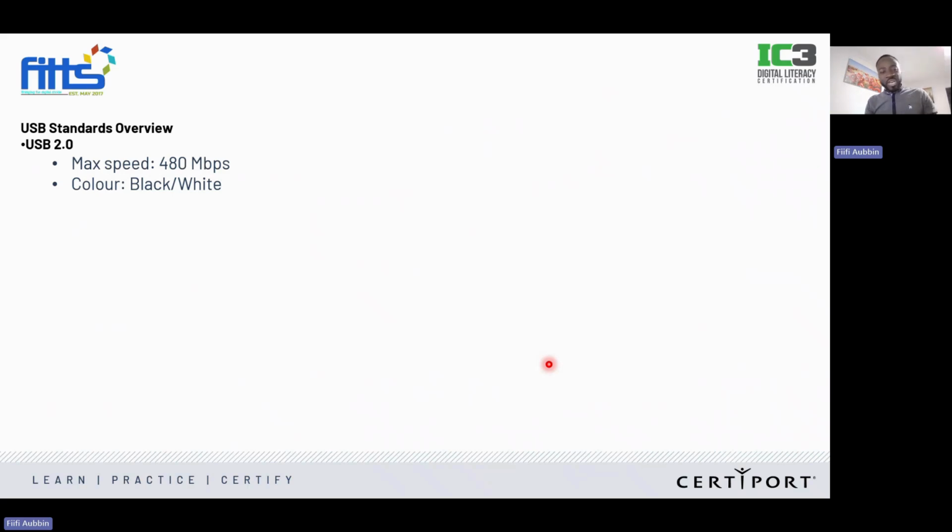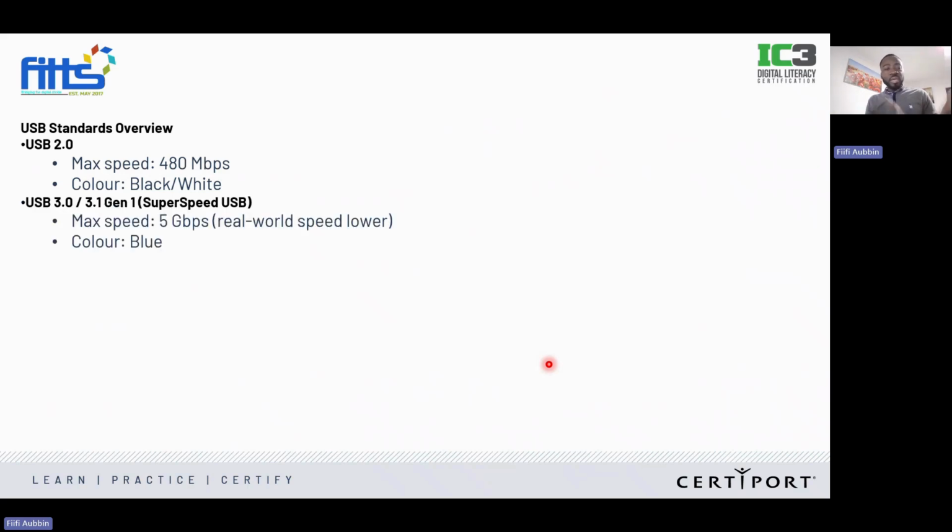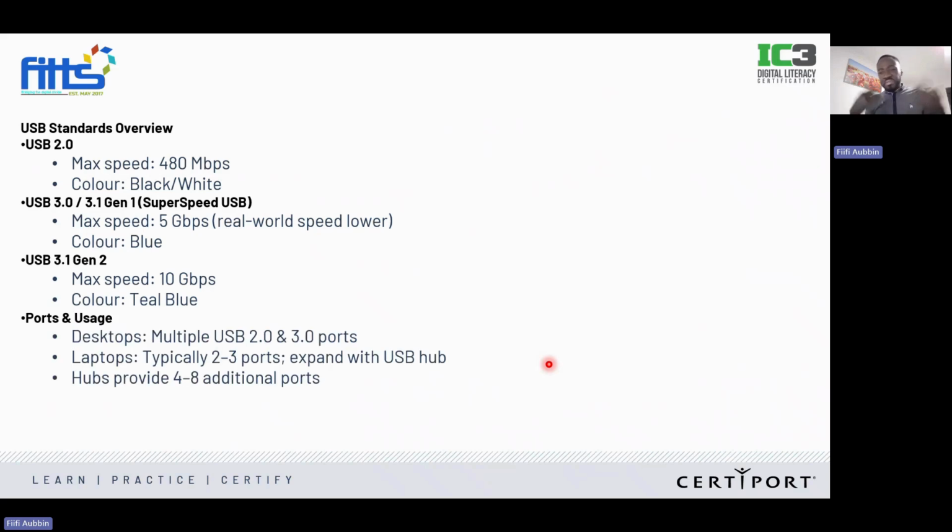So USB 2.0, the maximum speed is 480 megabits per second. The color is black or white. The 3.0, 3.1 generation. So these are things you can't commit to memory, but something you can easily Google to find out.